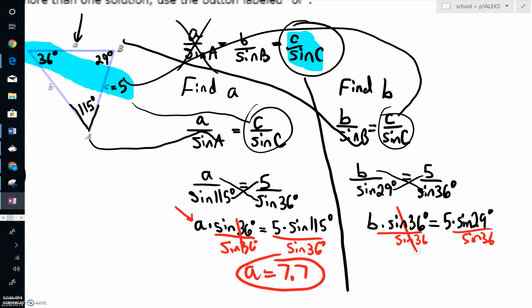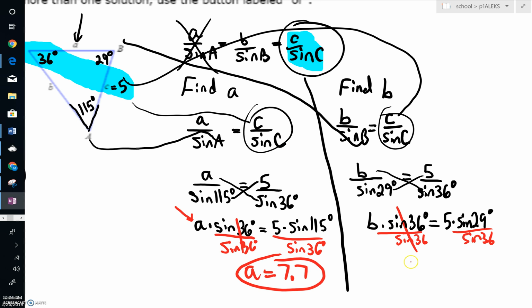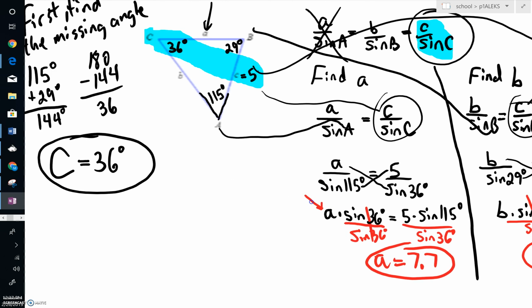And just like before, I need to get B alone. So let's just get a fraction up here again, alpha y equals. We'll type in a 5 sine of 29, close your parentheses. Bring that down, we'll have the sine of 36. And going to one decimal place, you will have 4.1. So B is equal to 4.1. So that is solving your triangle. You have your two sides, you have your angle over here.